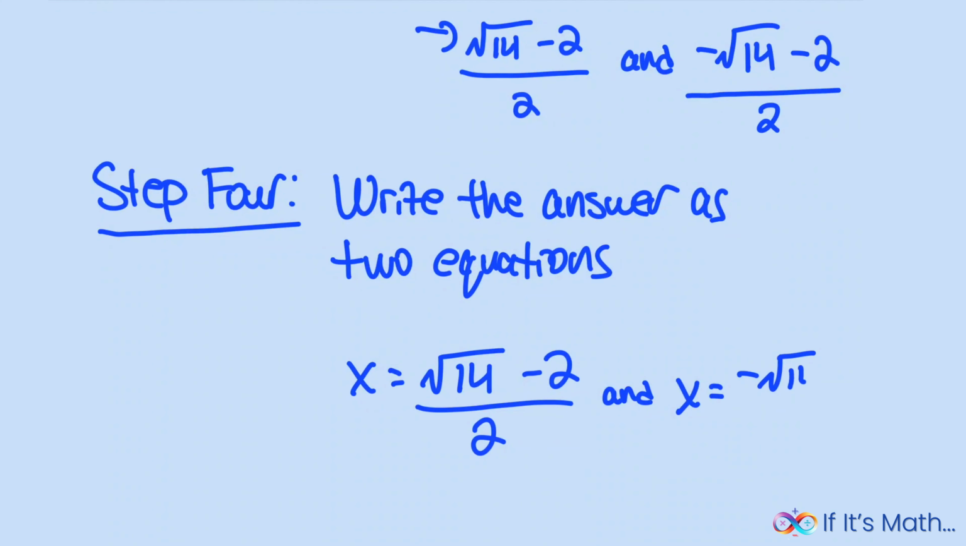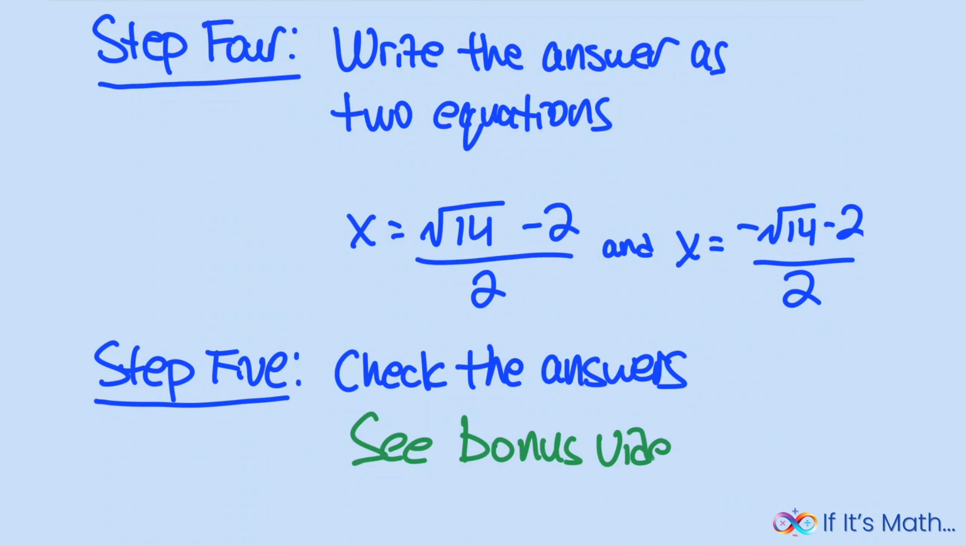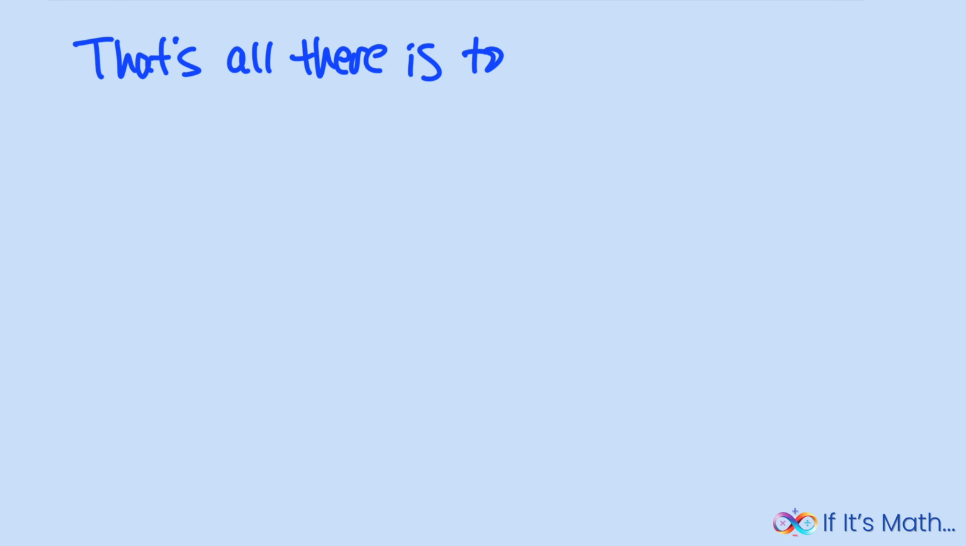So step 5, of course, is to check those solutions. And I'm not going to put you through that in this video. We'll have a bonus video on how to check those two answers, because the arithmetic gets really complicated. So if you want to see it, check out the other bonus video we have. So that's it. That is really all there is to the quadratic formula.